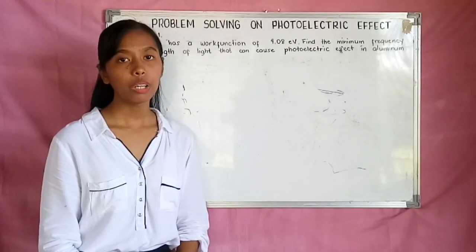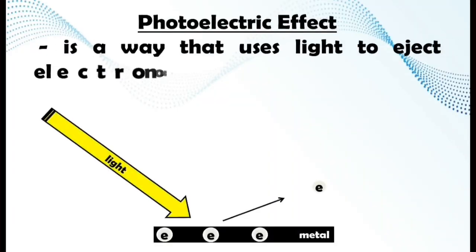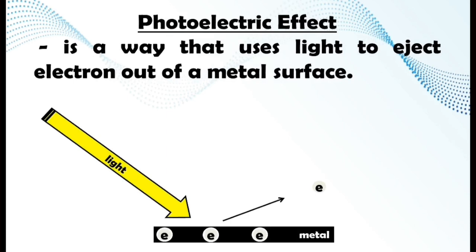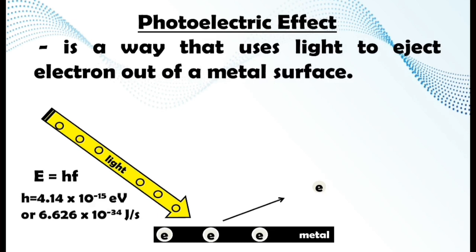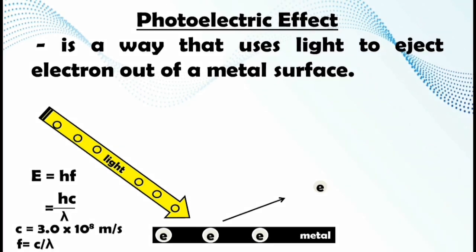But before I teach you how to solve this problem, you must know first that photoelectric effect is a way that uses light to eject electron out of a metal surface. The photon of light has energy equal to the product of Planck's constant and frequency, where Planck's constant is equal to 4.14 times 10 raised to negative 15 electron volts, or 6.626 times 10 raised to negative 34 joules per second. And because frequency is equal to the speed of light over lambda, we can also get photon's energy using this equation, where speed of light is equal to 3 times 10 raised to 8 meter per second.